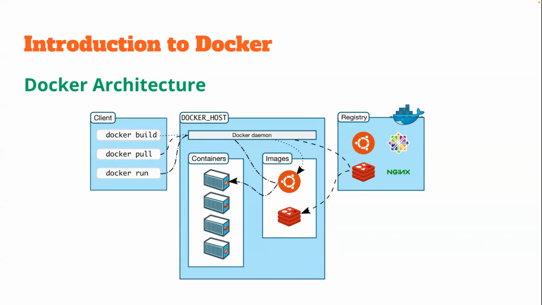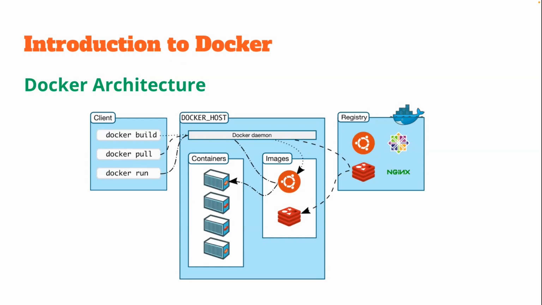Now, when we talk about the architecture of Docker, there are three important components. Let's first look at the Docker host, which we see is in the middle part of this architecture. So it's the brains of Docker. It contains the Docker daemon. Now, what does the Docker daemon do? It listens to Docker API calls. And its job is to manage these containers, images, volumes, networks, everything.